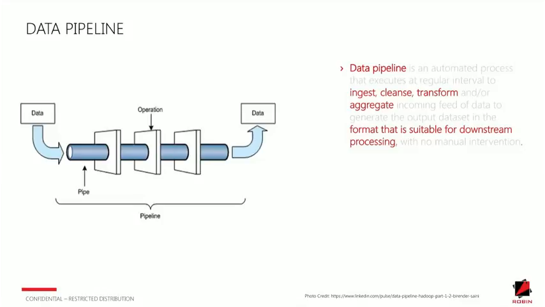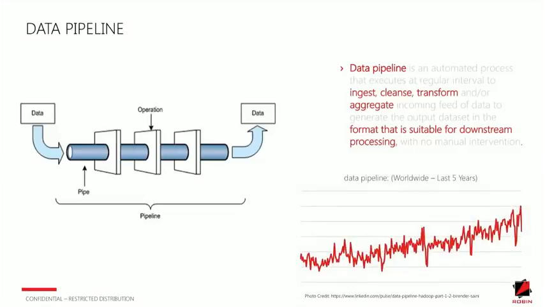So as you see in the picture, there is an input data set and it goes through a series of operations, and then that creates a suitable output for downstream processing by consumers. Now, data pipelines have become very popular these days. As you can see in this chart, taken from Google Trends, it has grown in the last 5 years, and we see that a lot of people are showing interest.